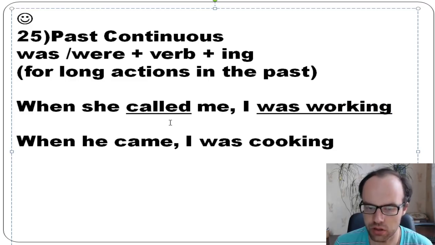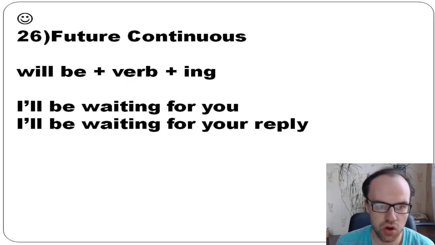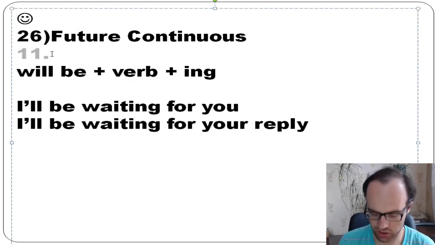When he came, I was cooking. So it's a short action, it's past simple. I was cooking, it's past continuous. I was cooking, it's a long action, and then he came. Good.